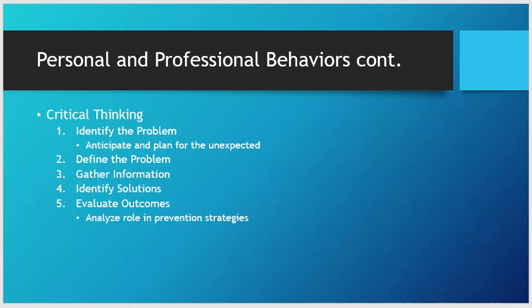After it's been identified that there is a potential problem, it must be defined. Identifying the problem says, here's the problem. Defining it says, the problem is. Gathering information about the situation helps to provide a complete picture, which allows the identification of possible solutions. Finally, after employing the solutions, the outcomes need to be evaluated. Were these solutions adequate to solve the problem at hand? Is there something you could have done differently?